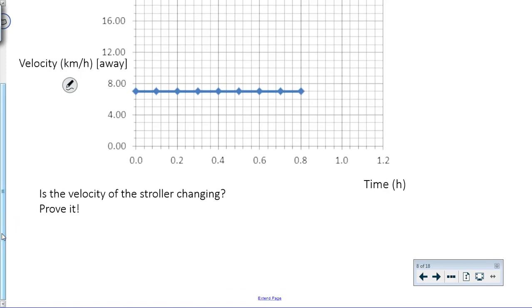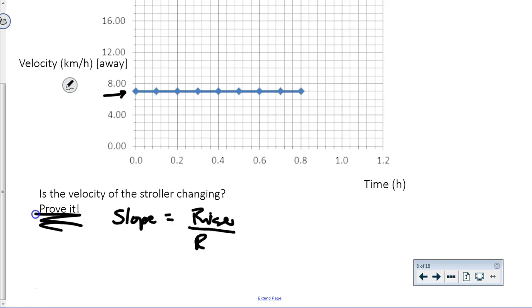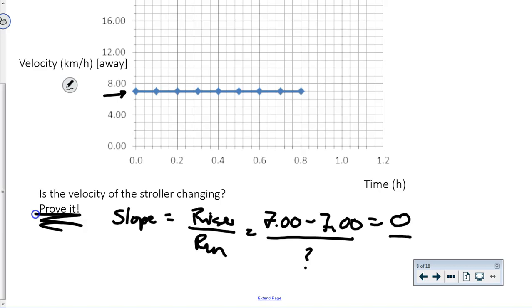Now, this is the question of, is the velocity of the stroller changing? Well, we can say no, but we also have to be able to look at this and say, how do you know? Prove it. If you really want to prove this, we would take a look at the top of the graph and do our slope calculation, because that's what we do when we're trying to find change in a graph. We go rise over run, and we would see 7.00 minus 7.00 divided by whatever, because we already know that this is going to equal 0 over something, which is just 0 anyway. So if our slope is 0, we know that the velocity is not changing. Slope is rate of change.